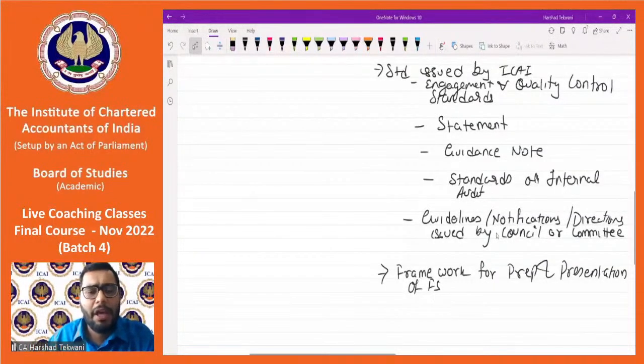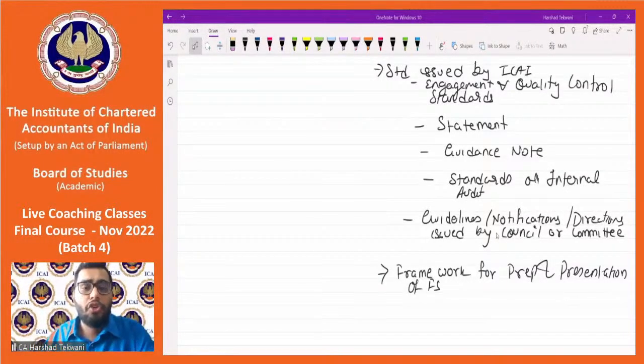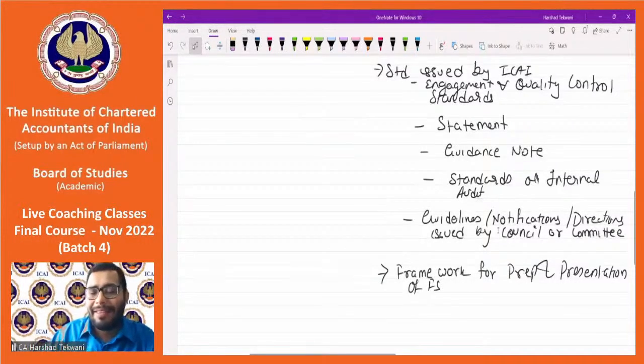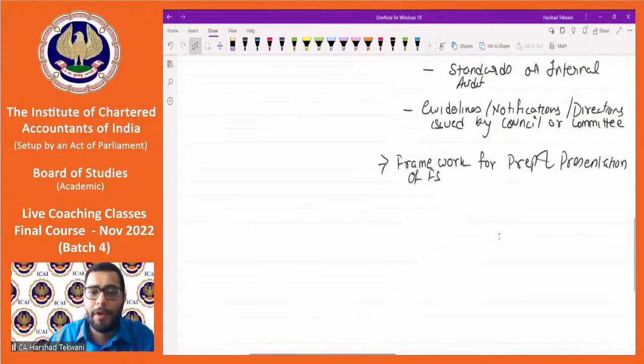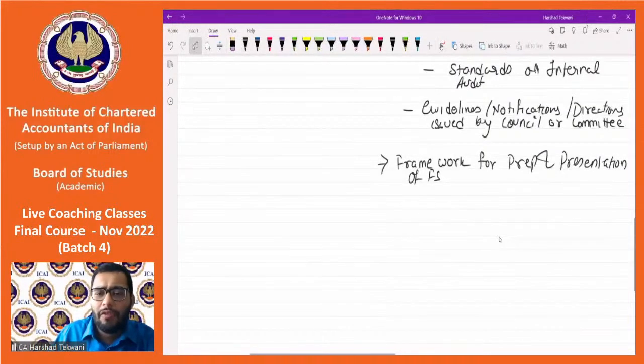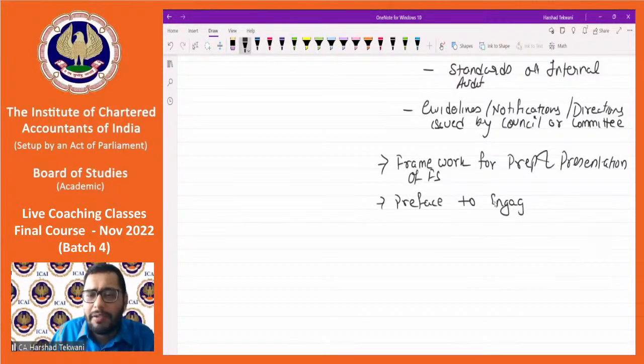So, for example, there are prefaces to the standards on quality control, audit and review. There is a framework given before the start of the auditing, accounting standards or Ind AS. So these frameworks or prefaces are also important, and their compliances are also verified. So framework for preparation and presentation of FS, and preface to engagement and quality control standards.